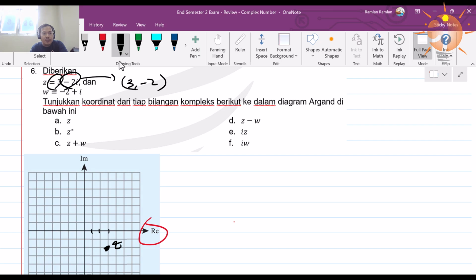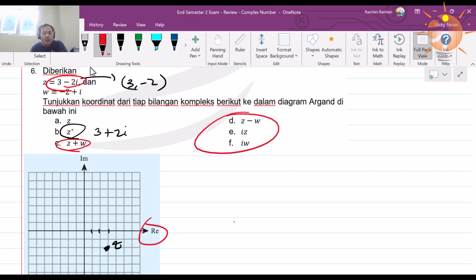And the same goes with the other. For example, this is going to be 3 plus 2i, right? Because that's the conjugate of 3 minus 2i. And the same thing for everything here. You can just do the operation first and then plug that in, I mean, see the coordinates and then plot them, right? But this is pretty easy actually. You can do it by yourself.